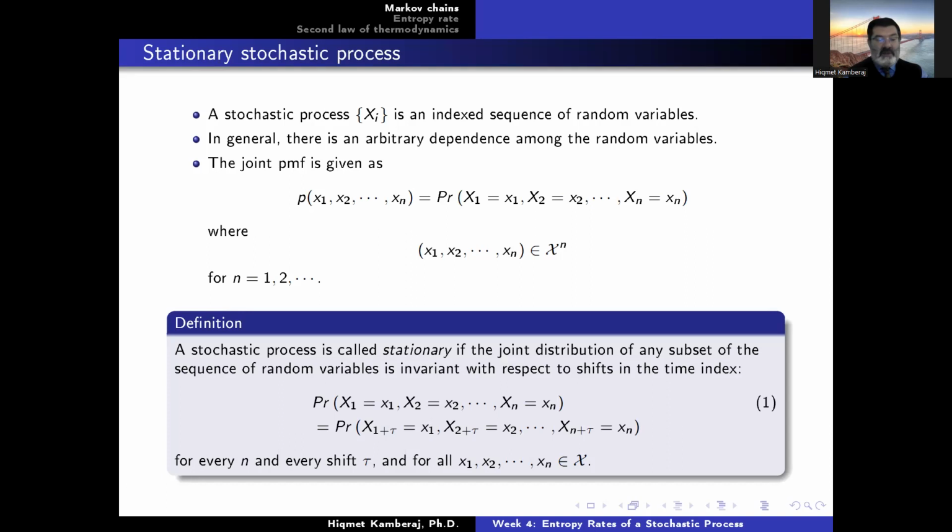By definition, a stochastic process is called stationary if the joint distribution of any subset of the sequence of random variables is invariant with respect to shifts in the time index. This would mean that the probability of X1 being equal to x1, X2 being equal to x2, and so on, Xn being equal to xn, is equal to the probability that X1 plus tau is equal to x1, X2 plus tau is equal to x2, and so on, Xn plus tau is equal to xn, for every n and every shift tau, and for all x1, x2, ..., xn from the alphabet set chi.